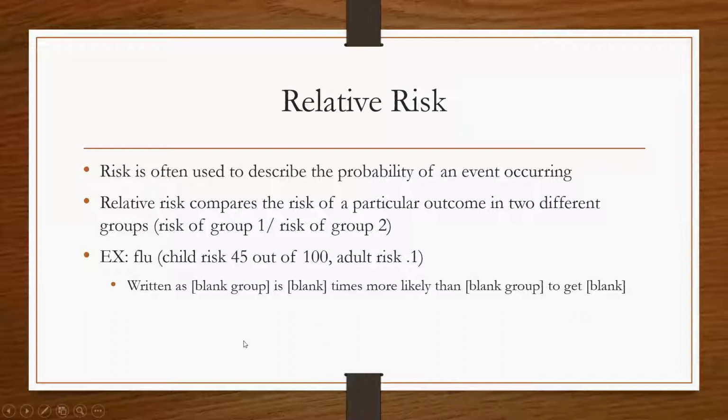And then you'd see it written as your first group is however many times you calculated more likely than the second group to get whatever outcome you're looking at. So, again, in this scenario, it'd be children are 4.5 times more likely than adults to get the flu.